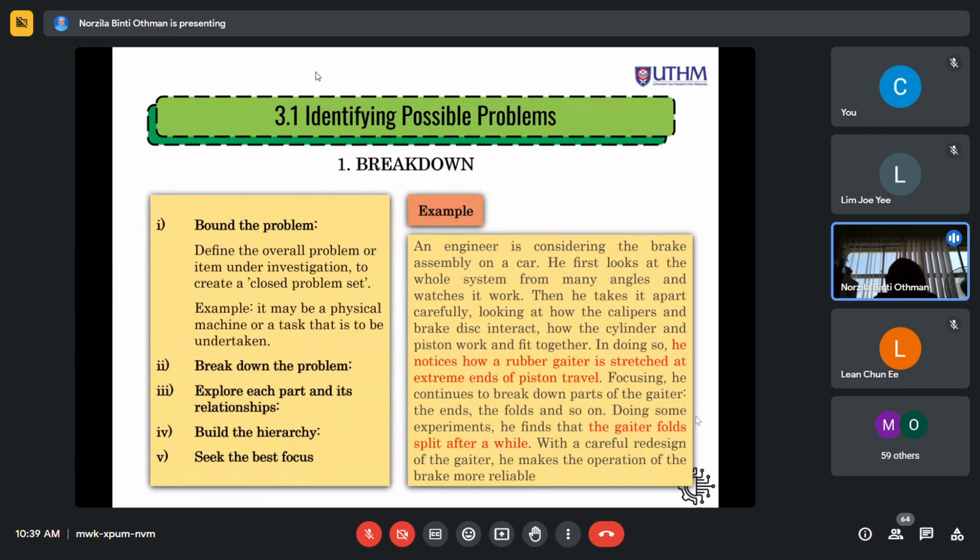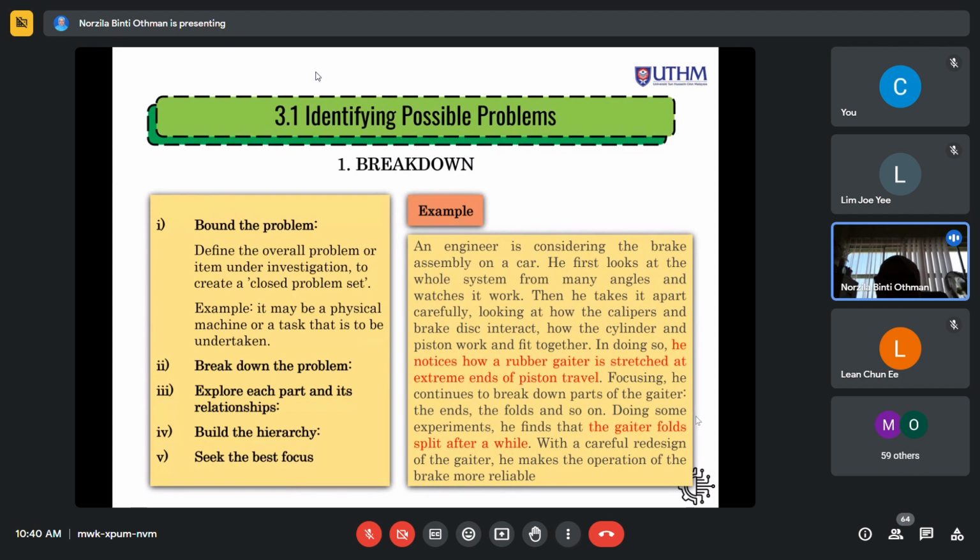Okay, look at the problem first. I straight away show the problem. An engineer is considering the brake assembly on a car. He first looks at the whole system from many angles and watches it work. Then he takes it apart carefully, looking at how the calipers and brake discs interact, how the cylinder works, and in doing so, he notices how the rubber gaiter is stretched at the extreme ends of the piston travel. Focusing, he continues to break down parts of the gaiter at the end, the full and so on.